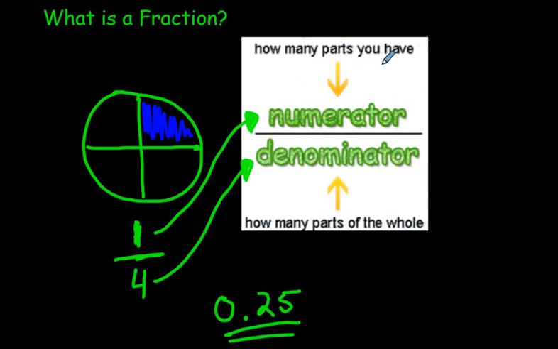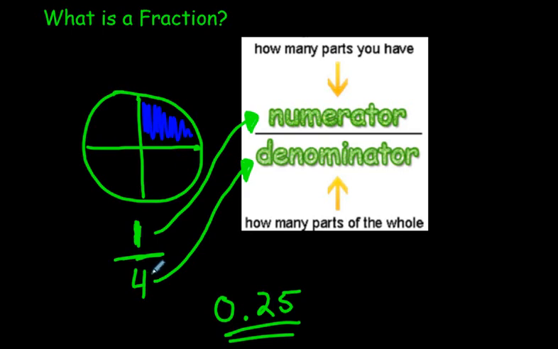So how many parts filled in, I guess. I guess that's a little confusing when you think of it that way. How many parts you have? Well, you have 4. I don't know if that helps. So just remember, numerator, denominator. The number on top is often smaller than the number on the bottom. It often is, but not always.